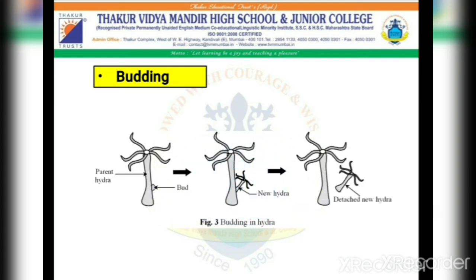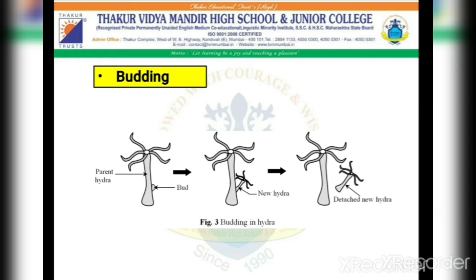Hydra, under favorable conditions, forms an outgrowth at a specific part of its body. And we know that this outgrowth is called a bud. So you can see in the picture, first, a small outgrowth which is called a bud. The bud grows progressively and finally forms a small hydra. You can see in the next picture, a new hydra is formed.